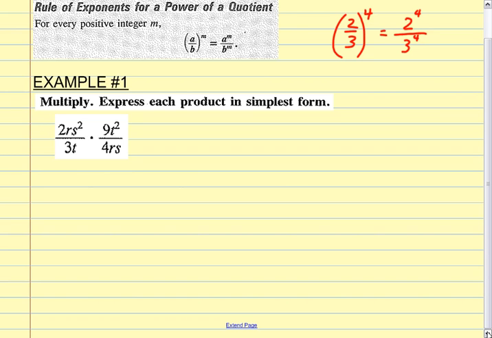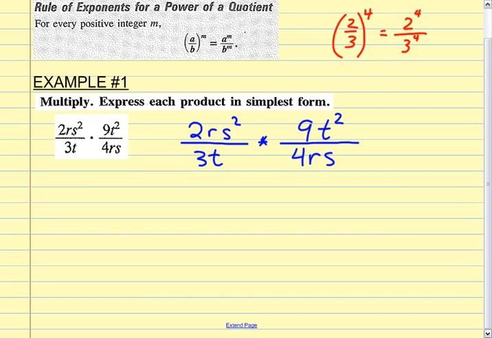Let's start with 3 and 9. You know what, I'm going to rewrite it so it's a little bit bigger. 2rs squared over 3t times 9t squared over 4rs. Now Clay says, let's cancel the 3 and the 9. That becomes a 1, and the 9 becomes a 3.